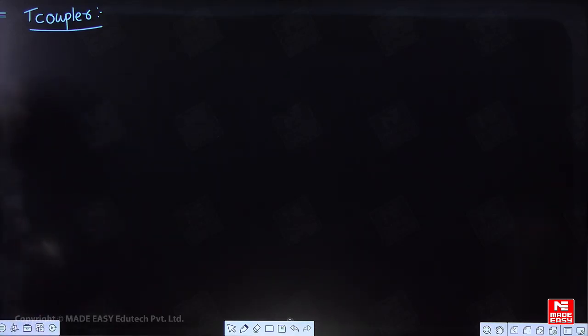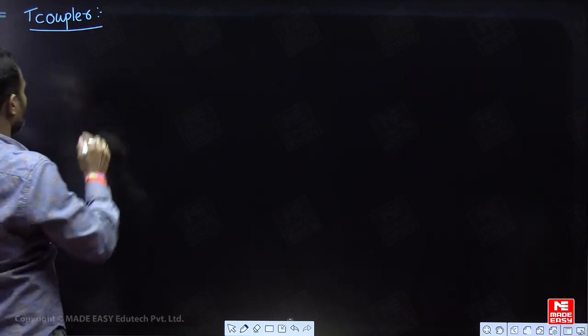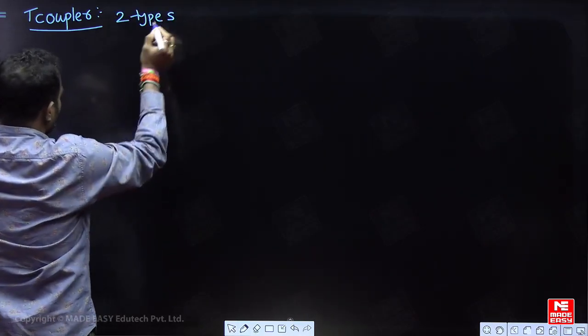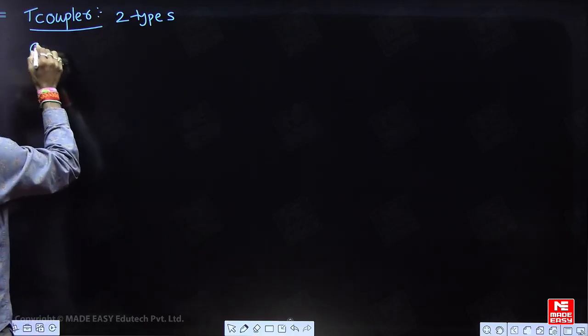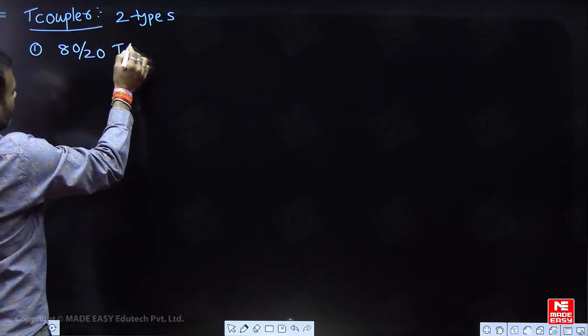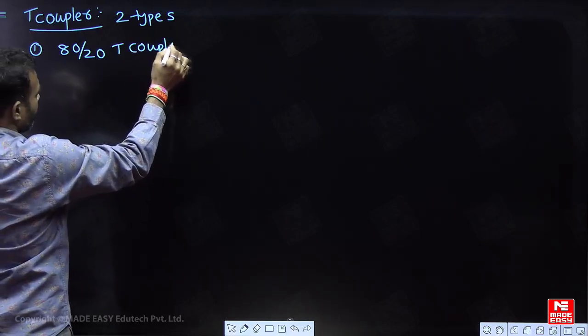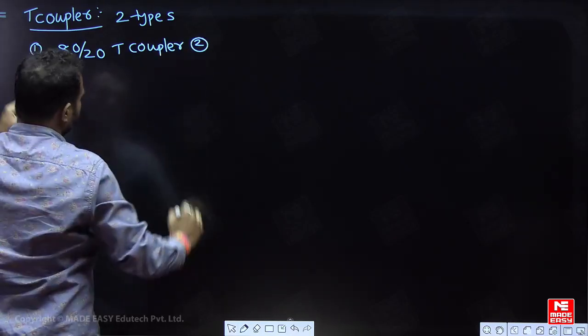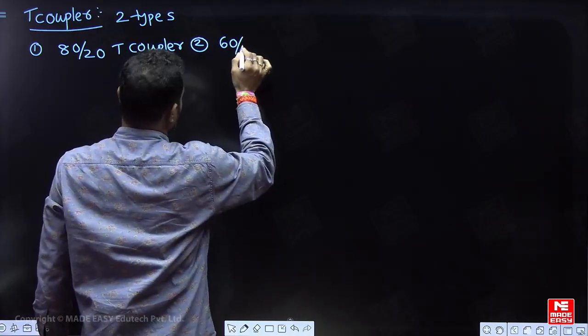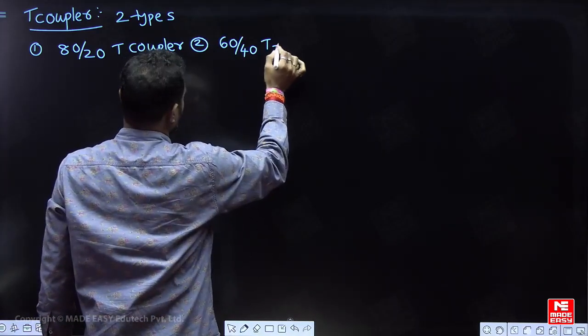T coupler. T coupler is of two types. First one is 80/20 T coupler. Second one is called as 60/40 T coupler.